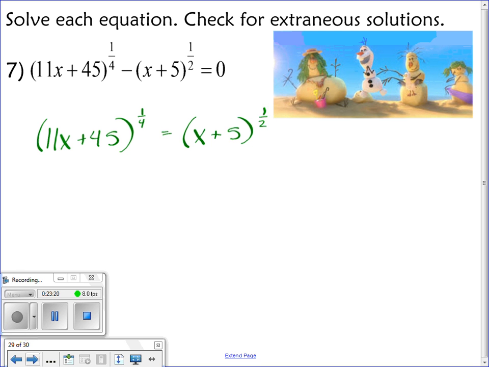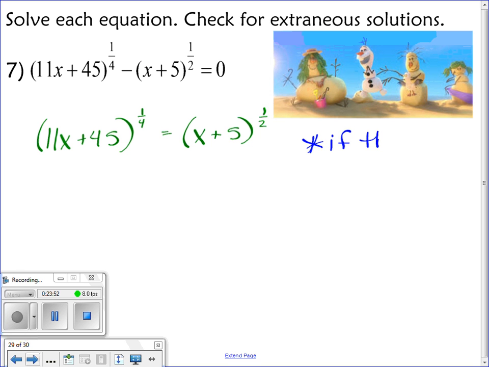Now, let's do a little thinking. See what you guys can come up with here. I need to raise both sides to the same exponent, but I need those fractions to go away. Common denominator. Not GCF, common denominator. What would the common denominator be? 4. So make yourself a note.